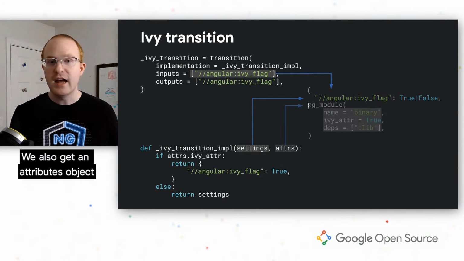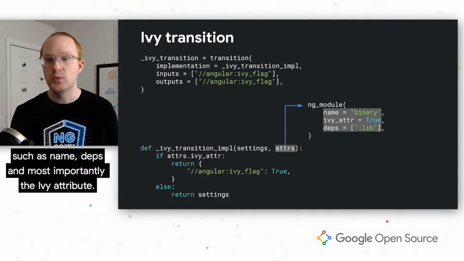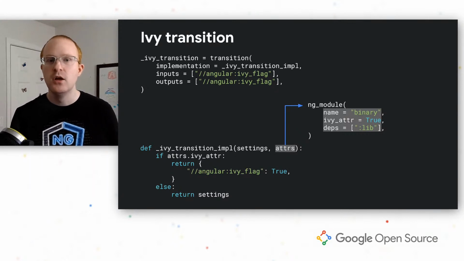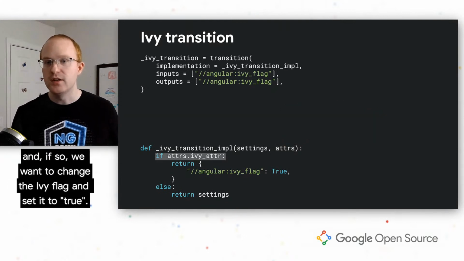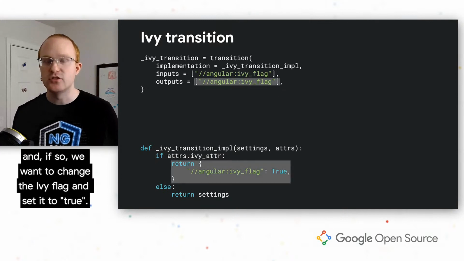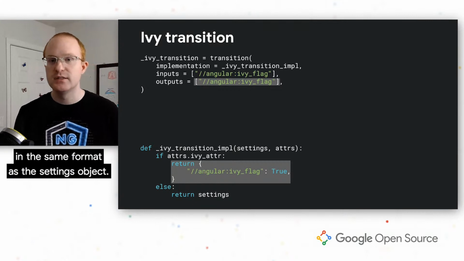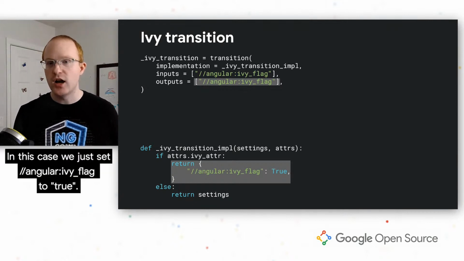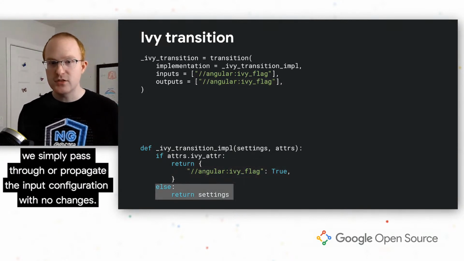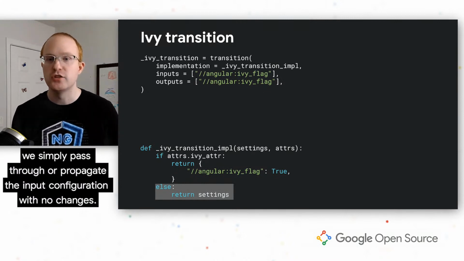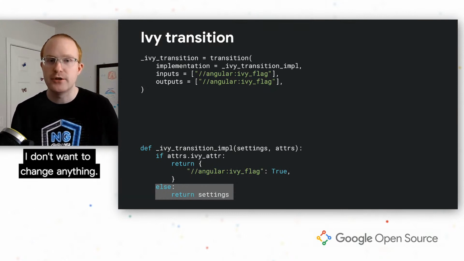We also get an attributes object, which contains all of the attributes of the current target, such as name, deps, and most importantly, the Ivy attribute. For the actual implementation, we start by checking if the user provided the Ivy attribute. And if so, we want to change the Ivy flag and set it to true. In order to do that, we return the new configuration in the same format as the settings object. In this case, we just set the Angular Ivy flag to true. Now, if the Ivy attribute is not set, we simply pass through or propagate the input configuration with no changes. This is essentially saying, just use the same configuration as my parent, I don't want to change anything.